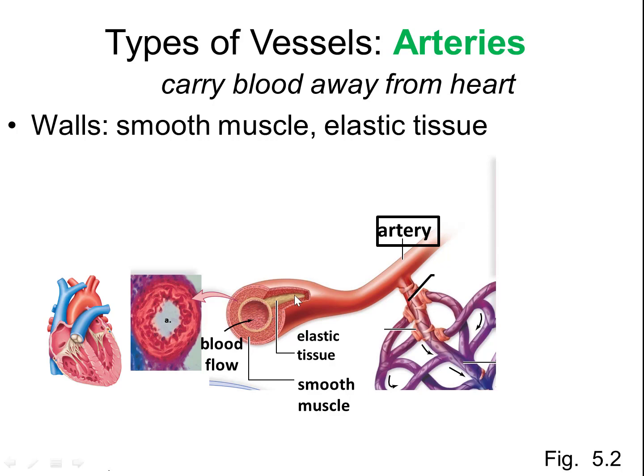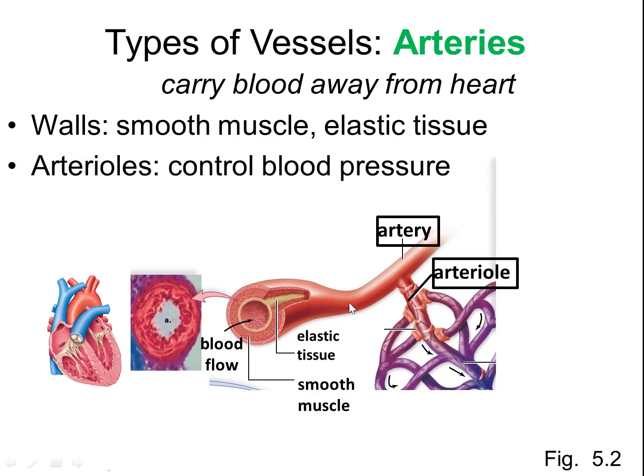The other type of tissue you'll see right here in the brown is elastic tissue. Now you might remember elastic is very stretchy. So this means that when blood is pumped through the arteries, it can actually expand to accommodate that force of blood pumping through the arteries.